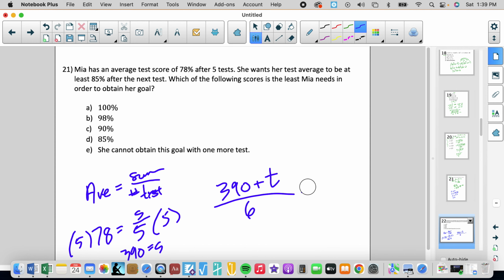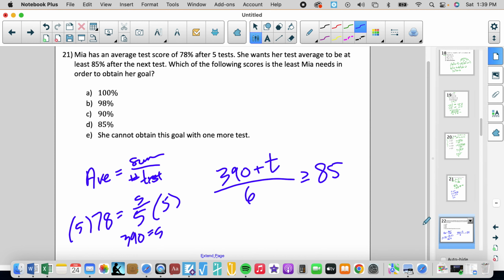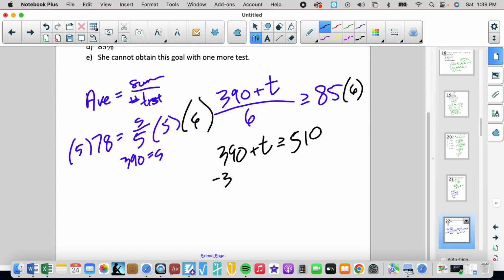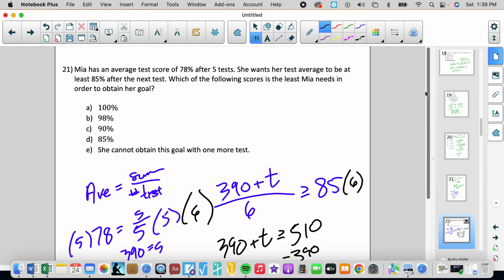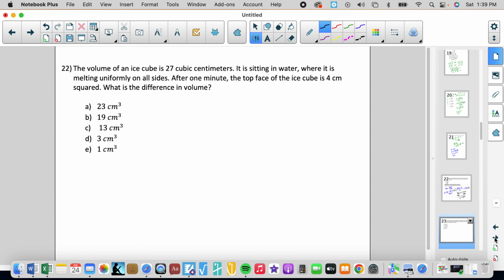And we want it to be at least 85%. So we'll multiply both sides by 6. And we get 390 plus that test needs to be greater than or equal to 85 times 6, which is 510. Let's subtract the 390. And we get that test needs to be greater than or equal to 120. And what do we know? She cannot obtain this goal with one more test. You can't score 120 on a test out of 100. That's a fun one. I like that one.